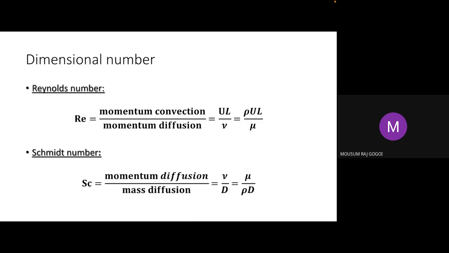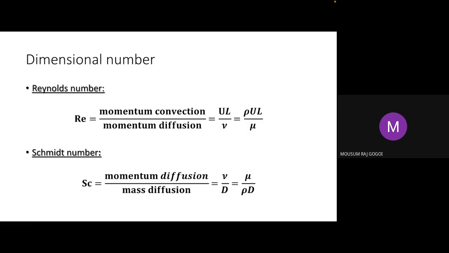Normally you can define the Reynolds number in terms of force also: it is the ratio of the inertia to the viscous force. That inertia to viscous force ratio, and this momentum convection to momentum diffusion ratio, boils down to the expression rho u L by mu. L is the characteristic length. In the case of a pipe of diameter D, L should be replaced by D. Or in other problems, the characteristic length of the problem will replace that L.